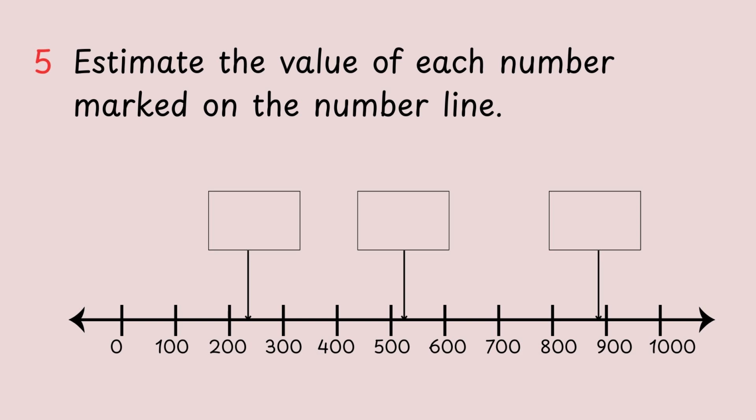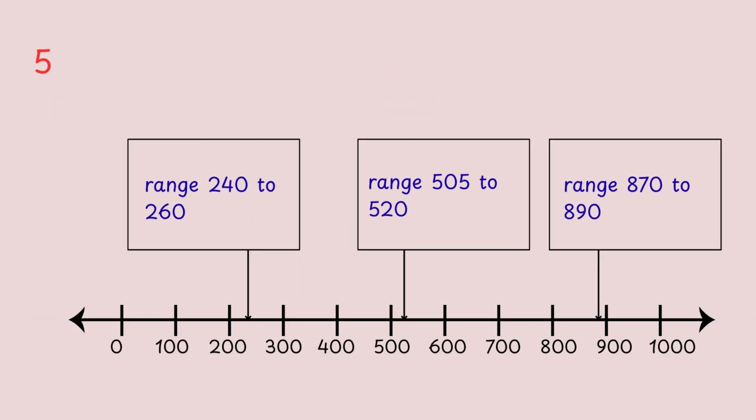Question 5. Estimate the value of each number marked on the number line. So let's look at our number line. It starts from 0 and goes all the way up to 1000. So in between go 100, 200, 300, and so on. So let's look at the first box. It is between 200 and 300, and it is around the middle of them. So we can write it is in the range 240 to 260.